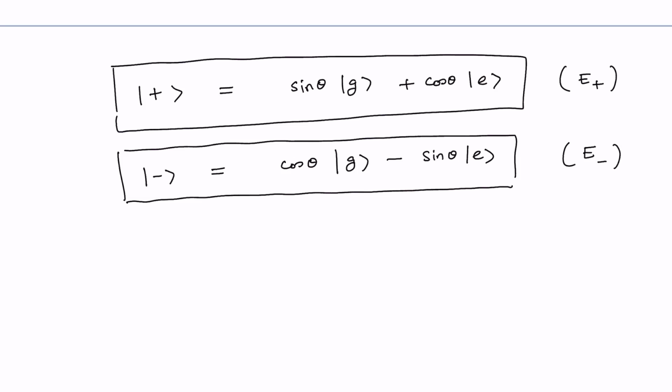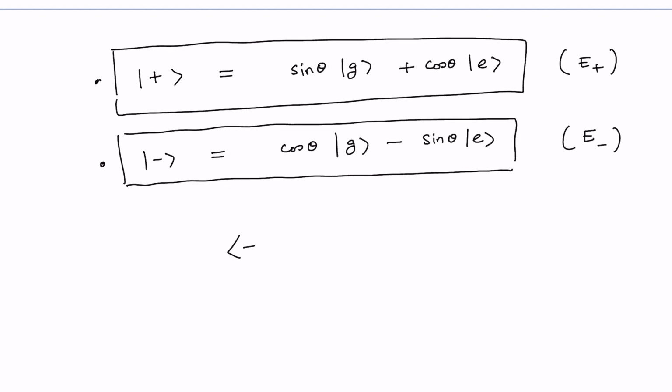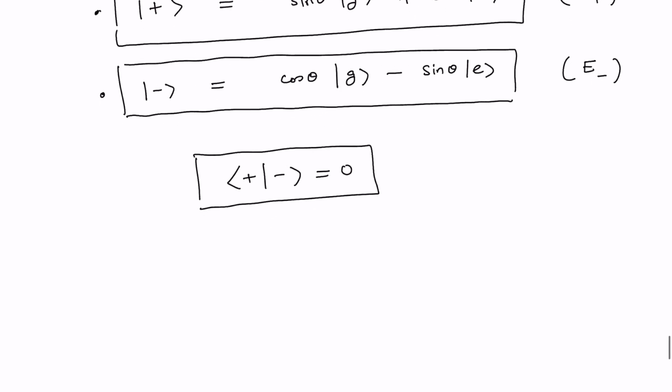Now let me tell you why I am writing |−⟩ in this particular form. Once I write |+⟩ in this particular form, |−⟩ has to be of this form because |+⟩ and |−⟩ are the eigenstates of the new Hamiltonian, and because they are the eigenstates or the basis vectors, they have to be orthogonal to each other, and this particular relation has to be obeyed. And if you actually check it, then you will get it, provided you are choosing |+⟩ and |−⟩ in this particular form.